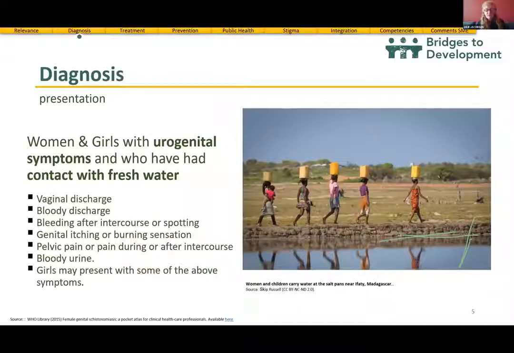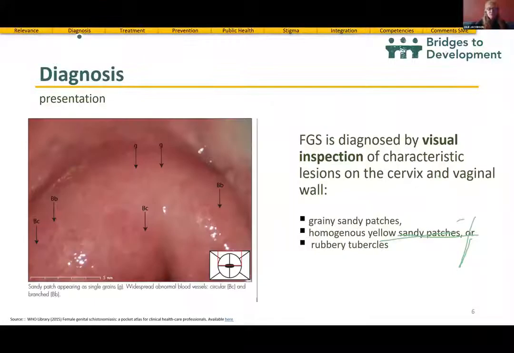Symptoms that people can present with are vaginal discharge, a bloody discharge, bleeding after intercourse or pain after intercourse, genital itching and burning, and blood in the urine, as I mentioned earlier. Girls and women can present with these symptoms, and so it can be very confusing. This actually came up in one of my breakout groups already, that in young girls this can be a very confusing symptom. And as you see, none of these are very specific symptoms, so it can be confused with other things, which is one of the problems.